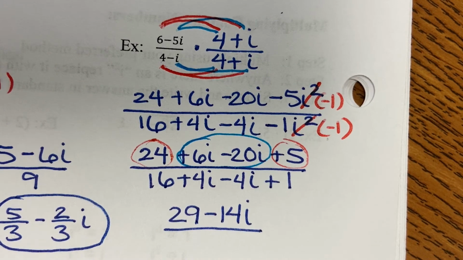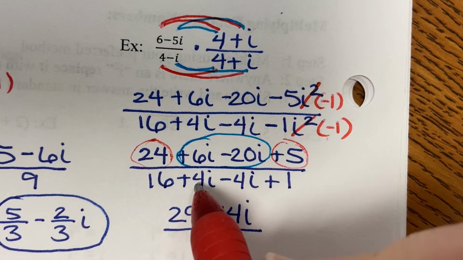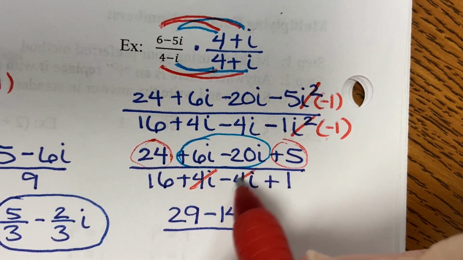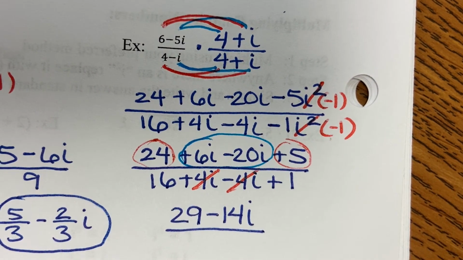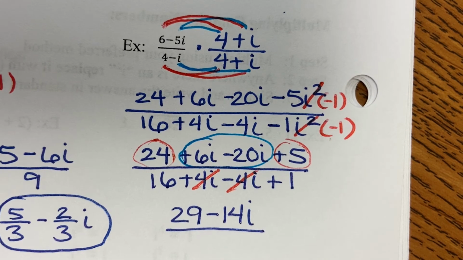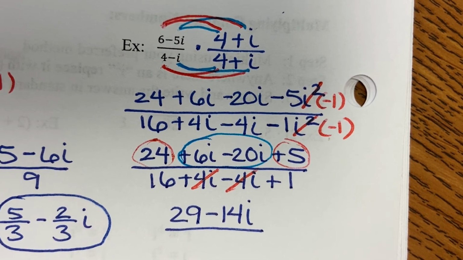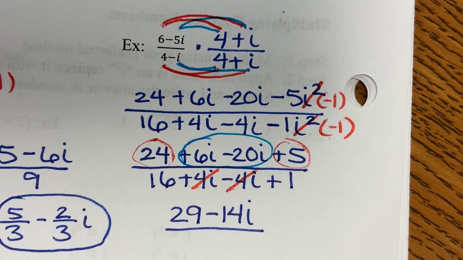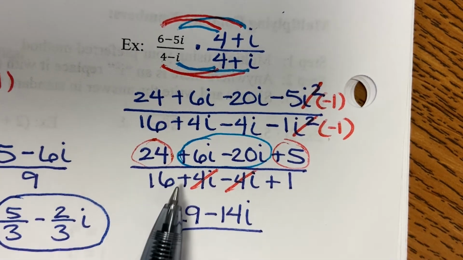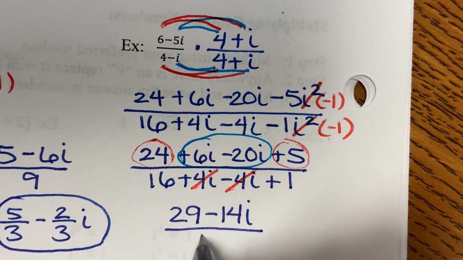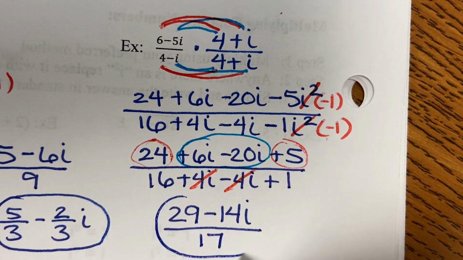And then in the denominator, notice that you have a positive 4i and a negative 4i. Well, 4i minus 4i is 0. So we don't necessarily need that. That cancels out. And every single time you do these types of problems, that is going to happen, okay? Remember, the goal here is to get it in proper form, which means you don't have anything imaginary in the denominator. All right, and then we have 16 plus 1, which is 17. All right, so that's a good answer.